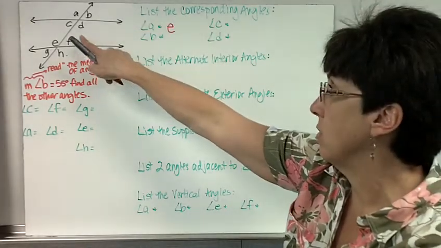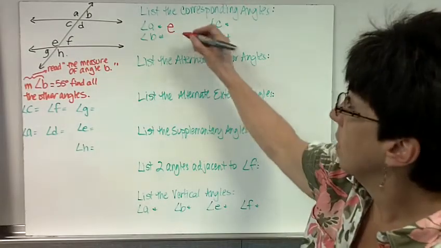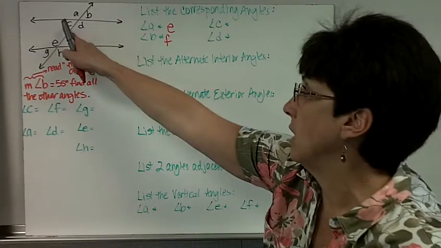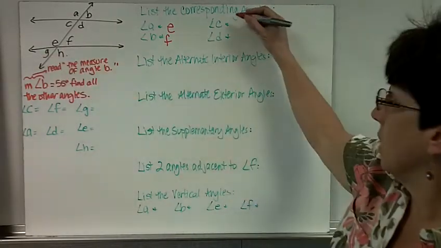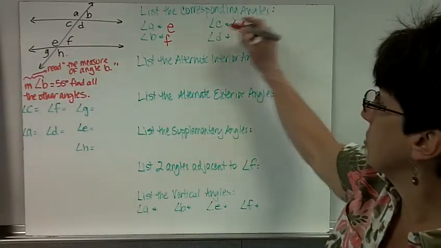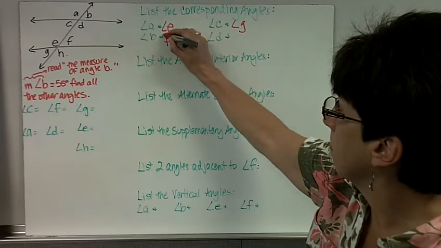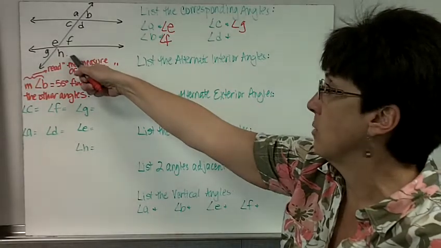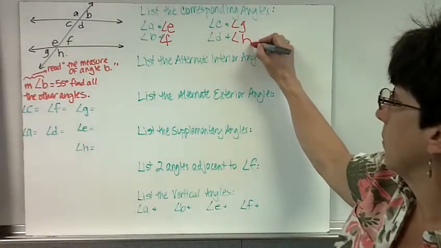What's in the upper right here of those four? Hopefully you said F. And angle C is in the lower left, so it matches up with angle G. Oh, I should have done this for the other, sorry. And then angle D is in the lower right, so it matches up with angle H.